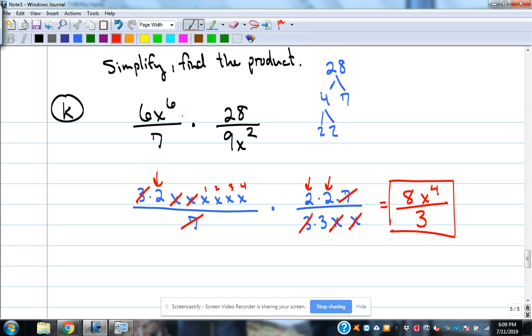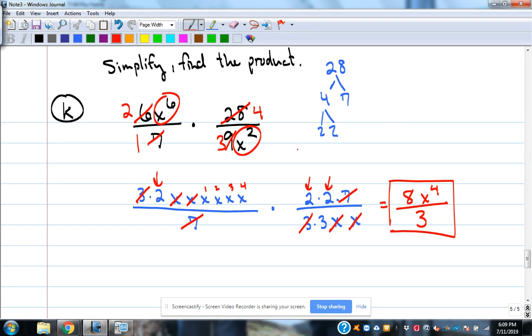Now, there are shortcuts, obviously. 6 and 9 are both divisible by 3, and you could change that to a 2, and this to a 3. 7 becomes a 1. 28 becomes a 4, right? And then 2 times 4 is 8. And then here, the x squared and the x to the 6th, 2 on the bottom cancel 2 at the top. So there's why there's 4 left.